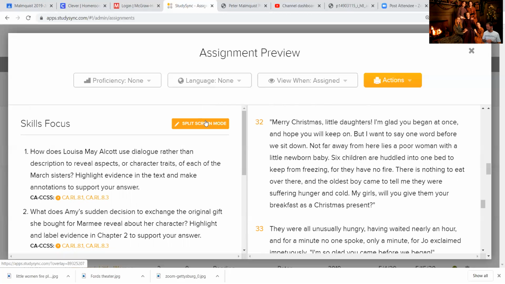All right, you guys, that does it for today. I hope this was helpful. I know this is the difficult part of the close read. Just do your best, okay? Again, we're looking at these girls' characters and how dialogue shows their character.